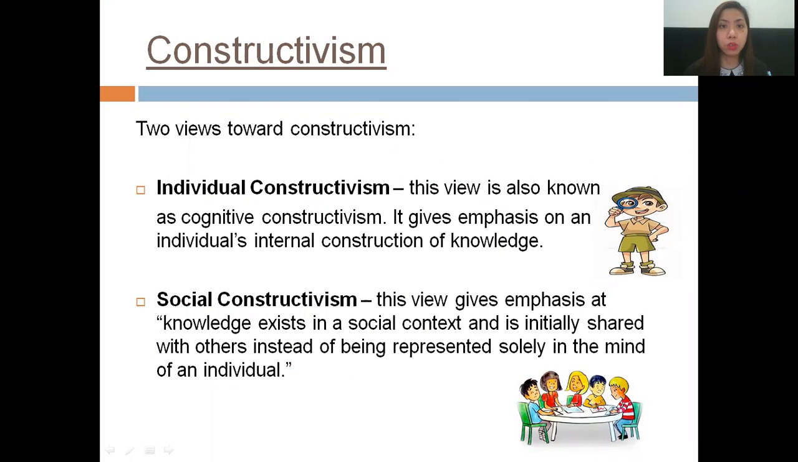First is individual constructivism. This view is also known as cognitive constructivism because it gives emphasis on an individual's internal construction of knowledge. Constructivists believe that learners should be allowed to discover principles through their own exploration rather than receiving direct instruction by the teacher.